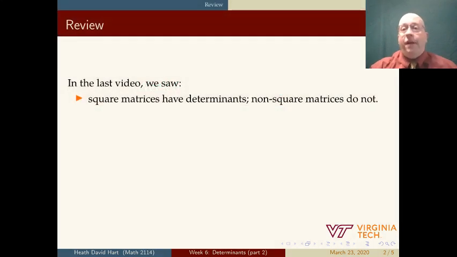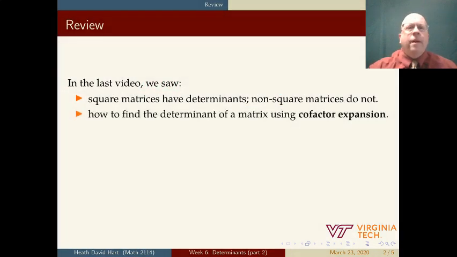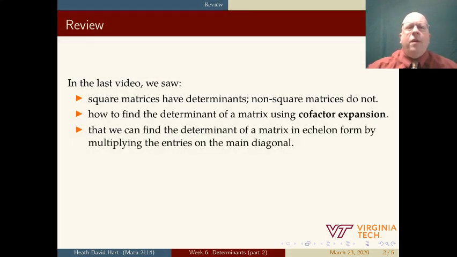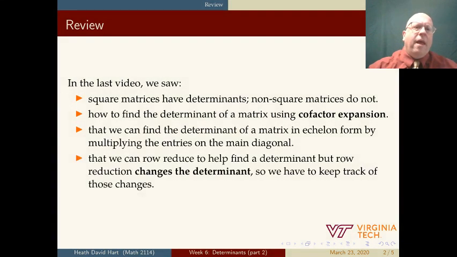In the last video, we saw that square matrices have determinants, but non-square matrices do not. We saw how to find the determinant of a matrix using cofactor expansion. We saw that we can find the determinant of a matrix in echelon form by multiplying the entries going down the main diagonal, and that we can row reduce to help find a determinant, but row reduction changes the determinant so that we have to keep track of these changes.